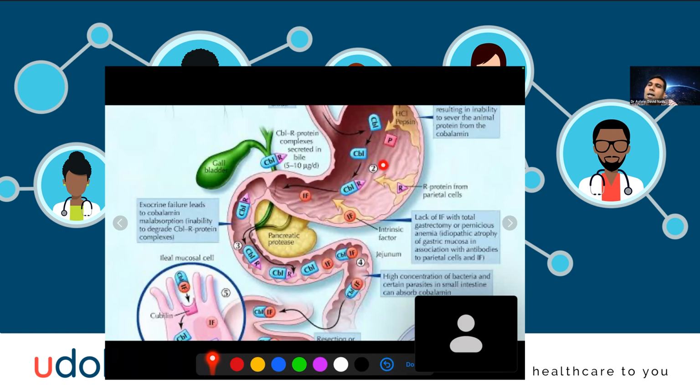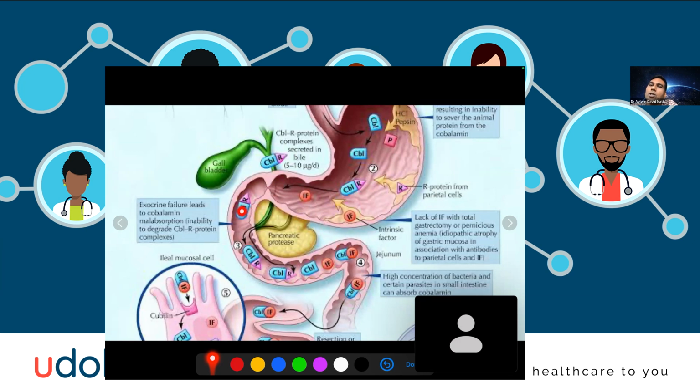So once it gets into the first part of the intestine itself, the duodenum, the bile acids and so forth come in there, assist with the absorption. And intrinsic factor, the factor that we mentioned that is a genetic predisposition and people will have a deficiency of, now comes in here. There's a bile acid that cleaves or separates the R protein from the cobalamin itself.